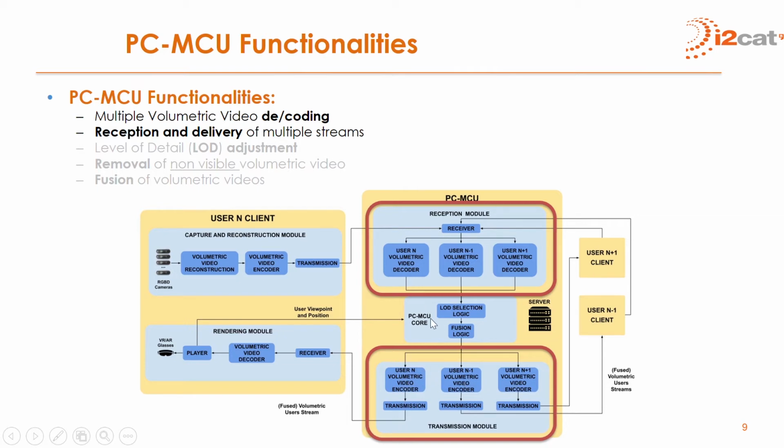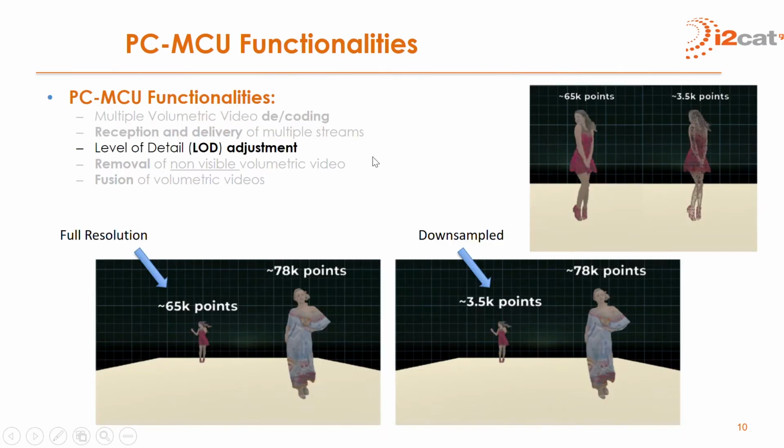In the next slides, we're going to explain the functionalities that are included in the point cloud MCU core. First of all, the level of detail adjustment. On the left, you have an image without the point cloud MCU. Imagine that you are receiving two point clouds from two remote users at a specific resolution. This is the resolution that the capturing system is able to provide, and it's transmitted to the internet. You're receiving both at that resolution independent from the relative distances between volumetric videos. So in a situation like this, the end user client would receive a total amount of about 140,000 points.